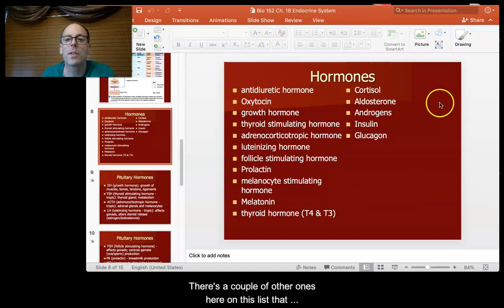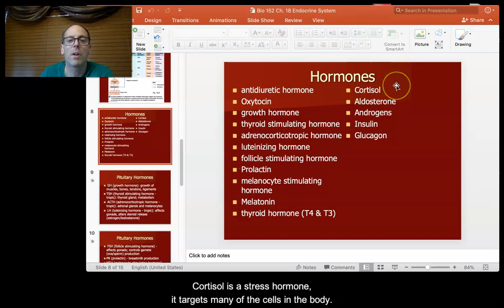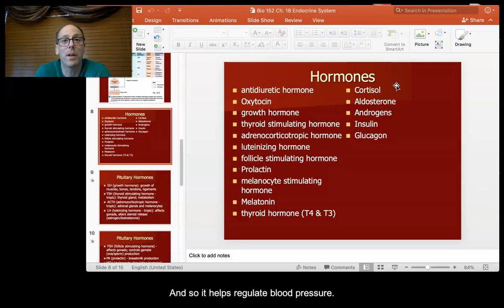Now there's a couple of other ones here on this list that come from the adrenal glands. So these ones, cortisol and aldosterone, they both come from the adrenal glands. Cortisol is a stress hormone. It targets many of the cells in the body, and it is released as a short-term response to stress. It helps raise blood glucose levels, helps alter metabolism. The other one, aldosterone, is used to regulate water. So aldosterone is used to actually regulate amounts of ions in the blood, and so it helps regulate blood pressure.